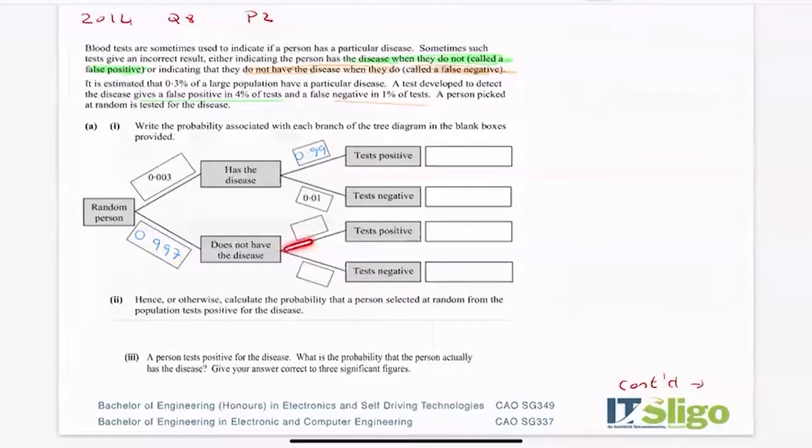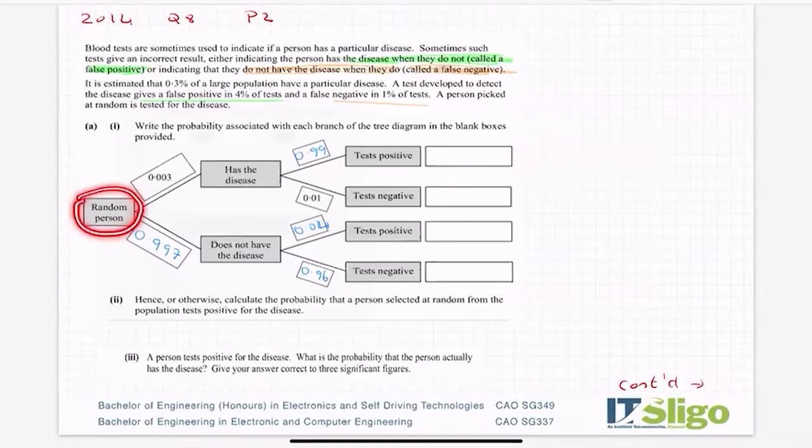Okay, so these are what we call the false positives. It's a person where the test says they have the disease when actually they don't. So false positive was 4% of the cases. So change 4% to a decimal and you get 0.04. Okay, so therefore down here 0.96 or 96% of them will test negative. Okay, so that's that.